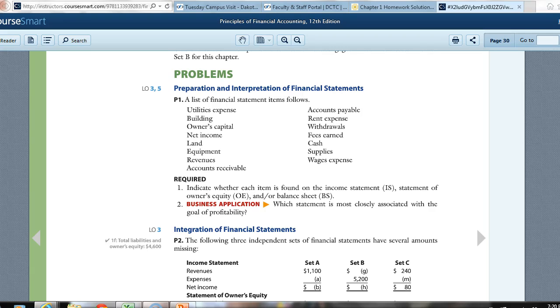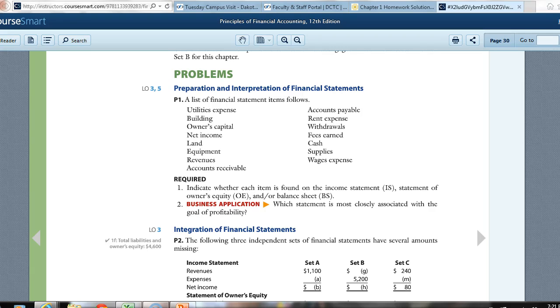Owner's capital. Yep, it ultimately goes over to the balance sheet. Net income. Correct. Because remember, it flows from the income statement over to the owner's equity section. Land. Asset. Balance sheet. Equipment. Balance sheet. It's an asset.